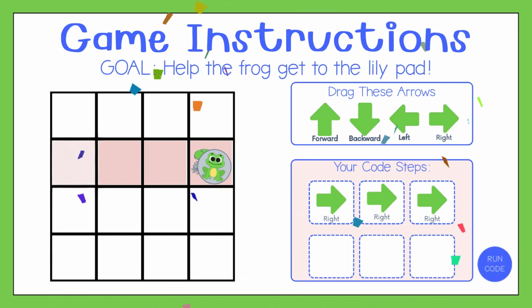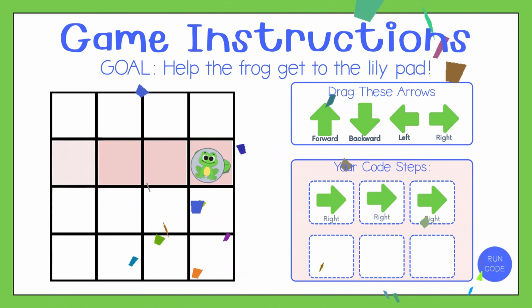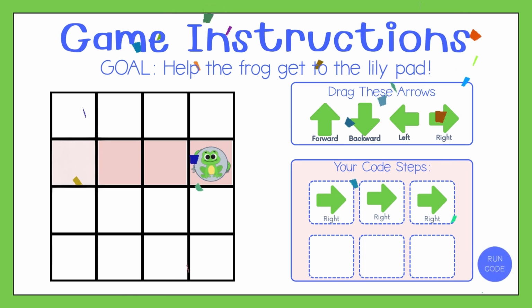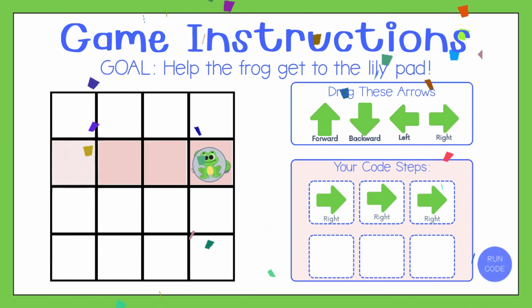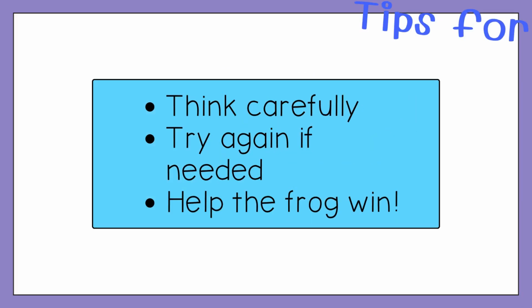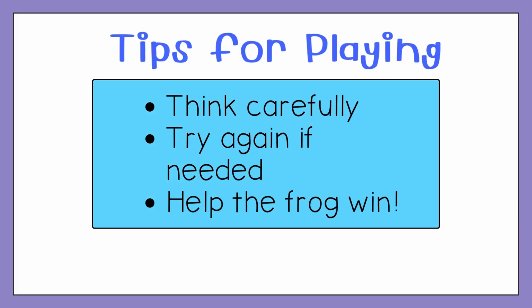The code worked. We gave clear directions and the frog followed them step by step all the way to the lily pad. That's what coding is all about, solving problems with smart steps. Take your time, think about your steps, and if it doesn't work the first time, try again.